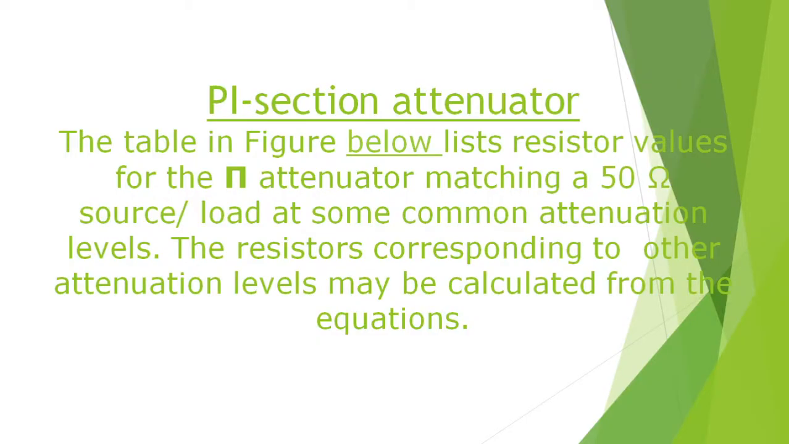Now we will talk about the pi section attenuator. The table in the figure below lists resistor values for the pi attenuator matching a 50 ohm source or load at some common attenuation levels. The resistors corresponding to other attenuation levels may be calculated from the equations.